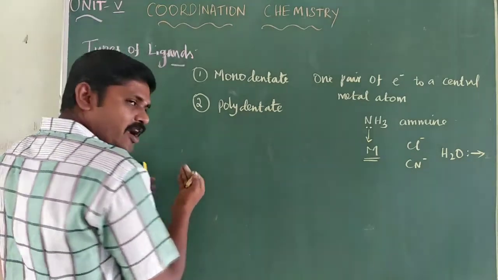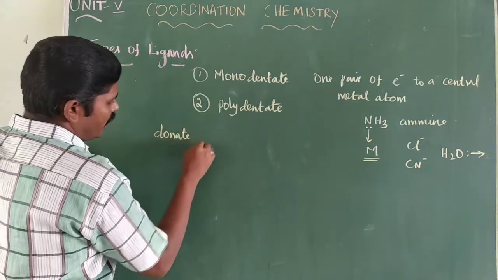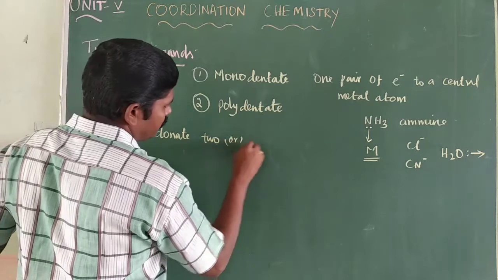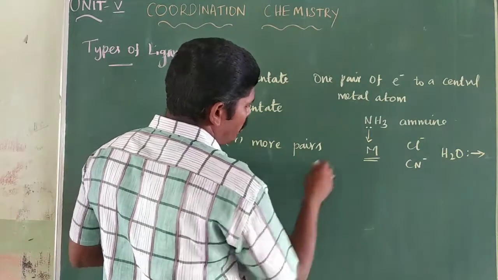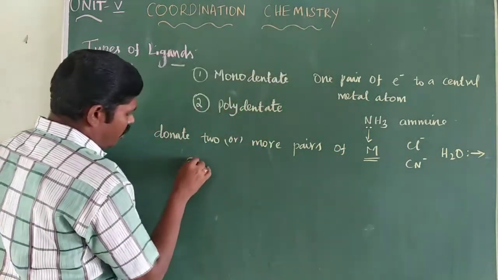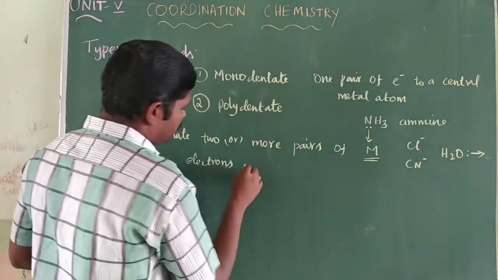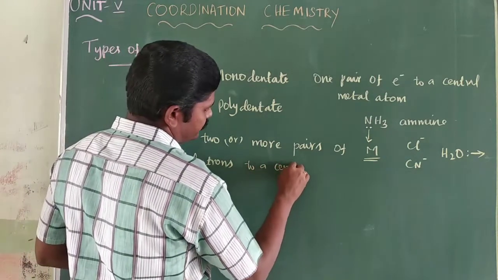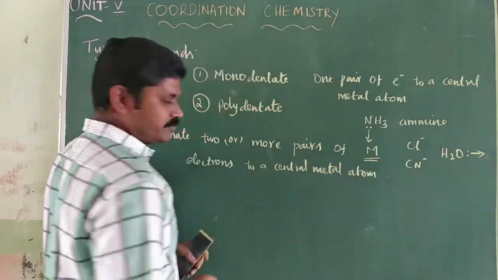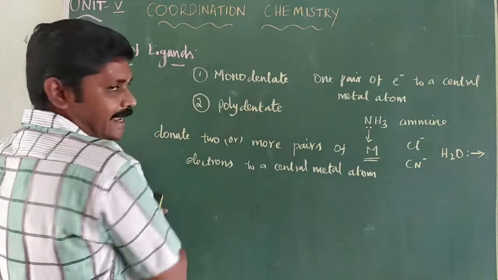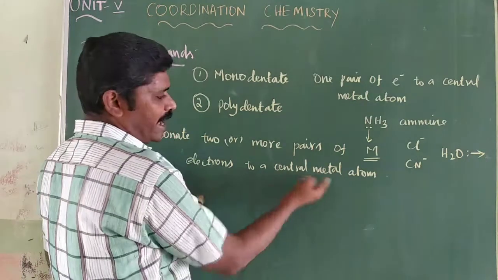Polydentate ligands. These ligands are Lewis bases that donate two or more pairs of electrons to a central metal atom. So polydentate ligands are ligands that donate two or more pairs of electrons to a central metal atom.